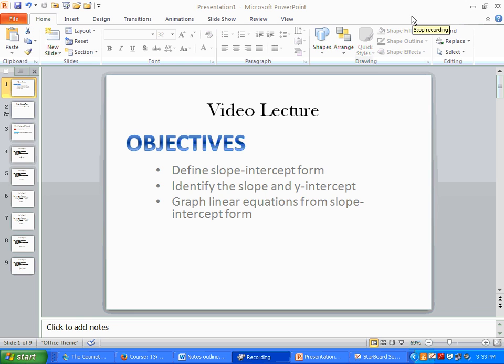The video lecture today contains three main objectives. Number one, define slope-intercept form for a linear equation. Number two, identify the slope and y-intercept. And finally, graph linear equations from this slope-intercept form.